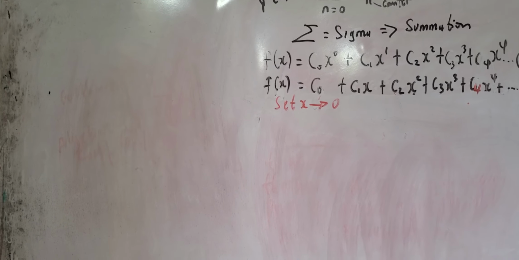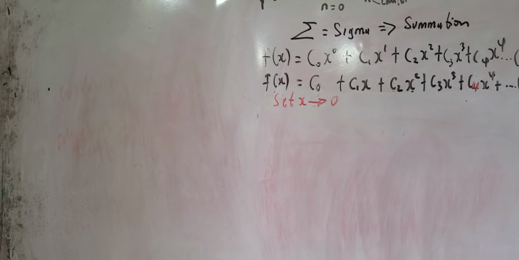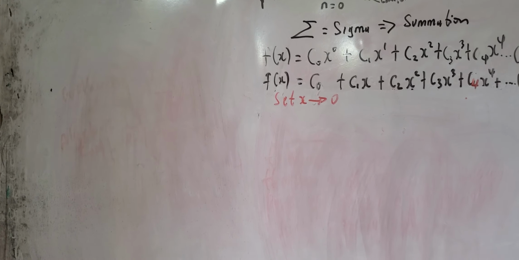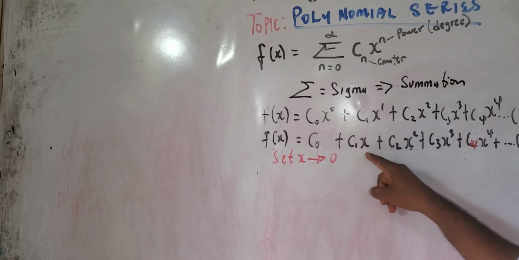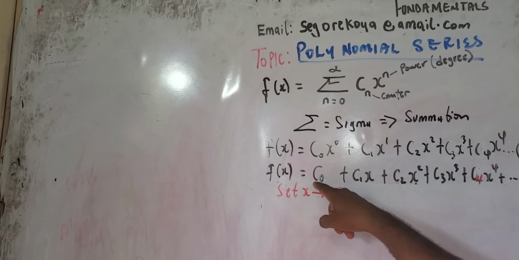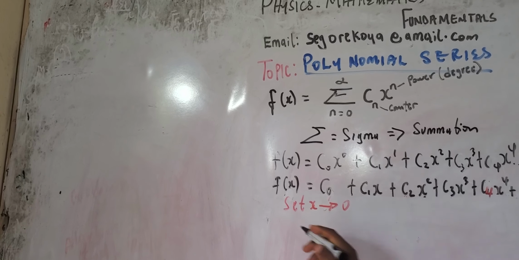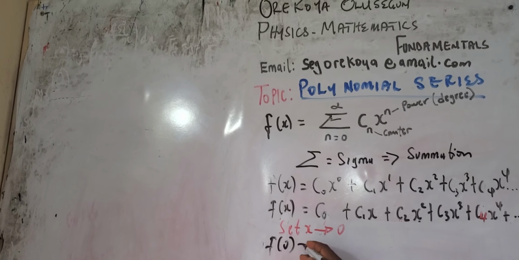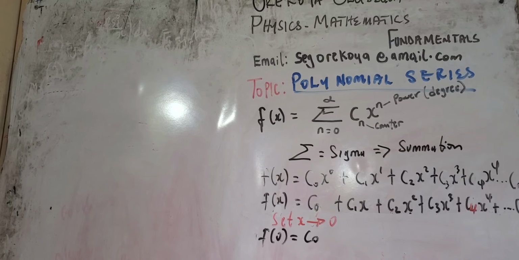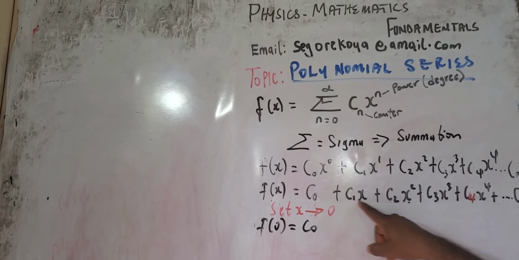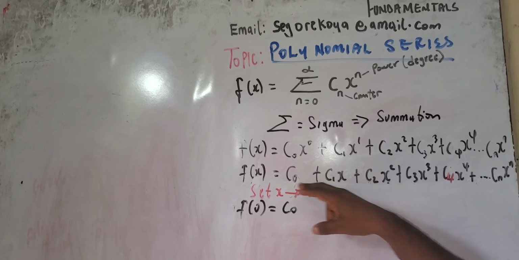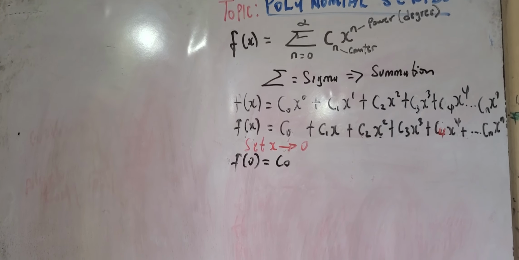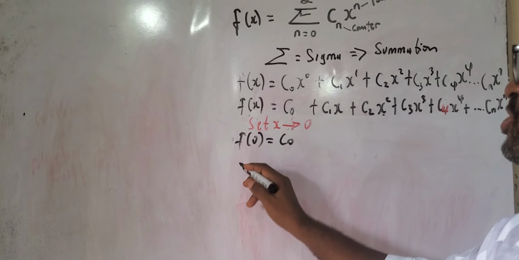So that means anywhere I see x, I will put 0. And if I attempt to do that, I will discover that when I put x to be 0, everything here will give us 0, leaving c0. So that means f of 0 is equal to c0. For me to get this coefficient c1, c2, c3, and so on and so forth, I need to find the derivative of this function repeatedly.